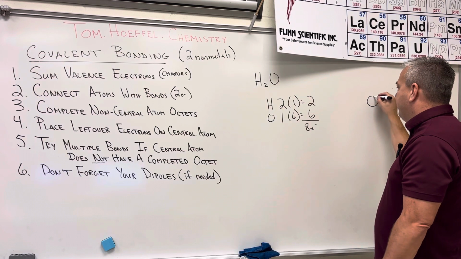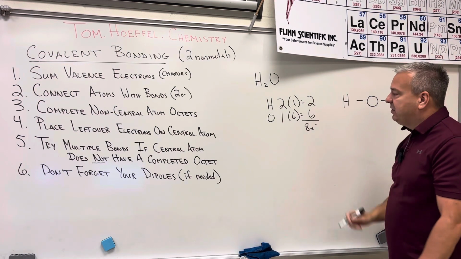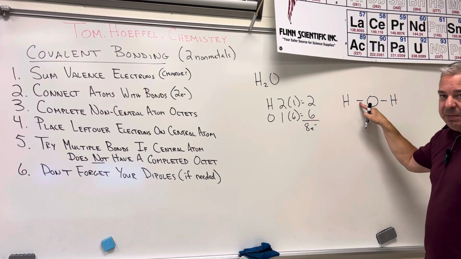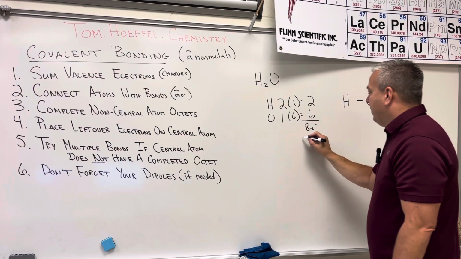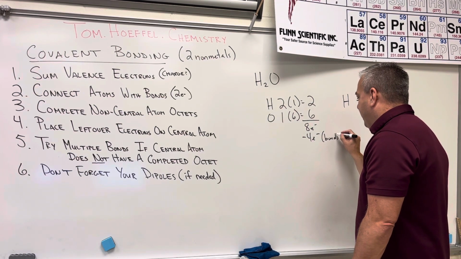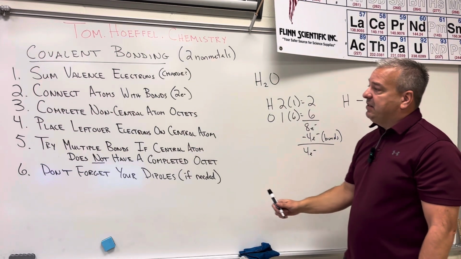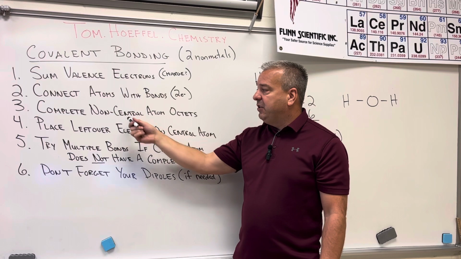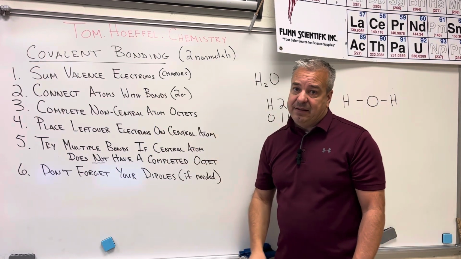So I'm going to put that in the middle, and then I'm going to connect it with some bonds to hydrogen. Now remember, each of these bonds makes up 2 electrons, so that's going to be 4 electrons on the bonds. So I have 4 electrons left over, and it tells us the electrons need to go next to the non-central atom to complete their octets.